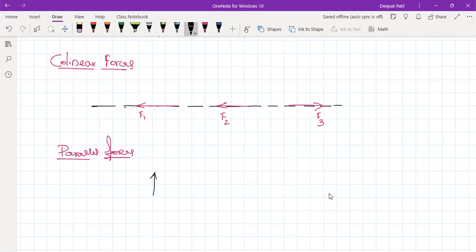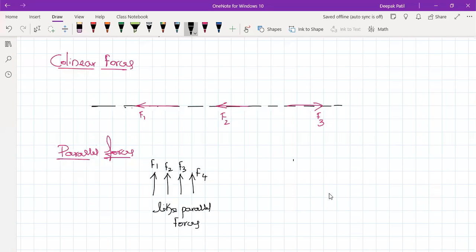So let us say this is F1, F2, F3, F4. The force system formed by forces F1, F2, F3 are parallel forces because the line of action of each and every force is parallel to each other. Now they are specifically called like parallel forces. Why? Can anybody say? It's acting in the same direction. Yes, same direction. Like parallel forces.